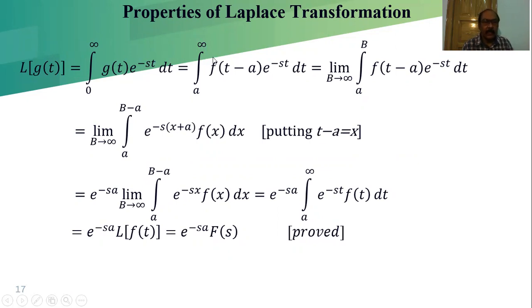Since it is an improper integration, for our processing and simplification, we consider the upper limit as b, and b tends to infinity. Now if we substitute t minus a equal to x, or u or v, you can choose anything, so t minus a equals x, so dt equals dx.